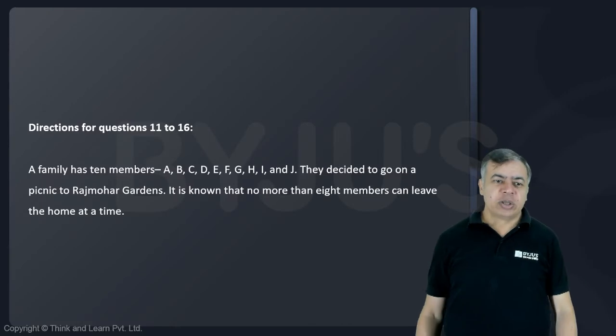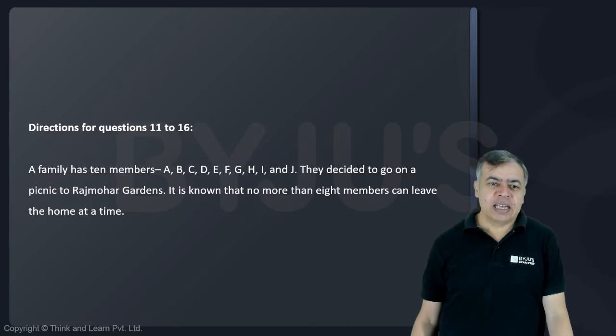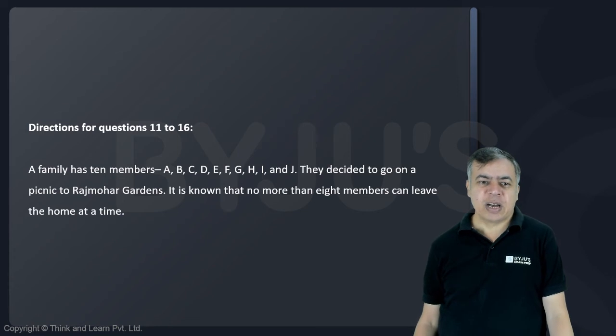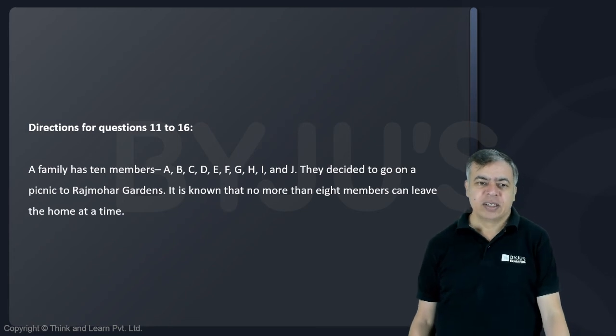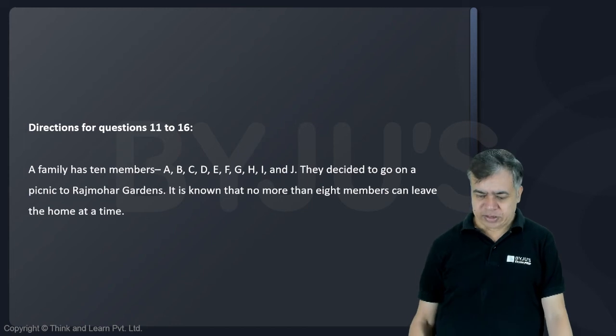Okay, the direction to this set is: a family has 10 members. They decided to go on a picnic to Rajmohar Gardens. It is known that no more than 8 members can leave the home at a time. Okay.